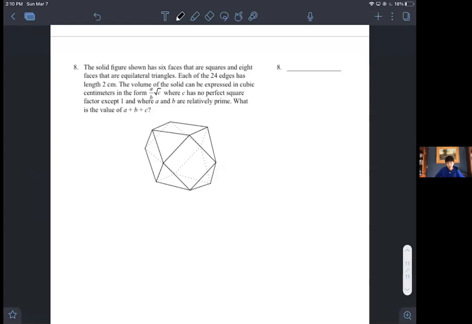And now for the last problem. This one's kind of hard. So the solid figure shown has 6 faces that are squares. I'm going to label them.